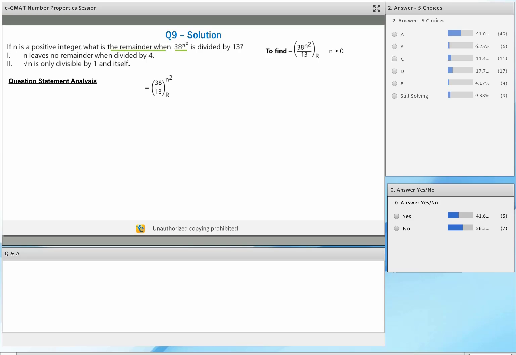38 raised to the power n squared divided by 13. What's the remainder for that? It's a little scary expression, right? But whenever you see it, I'm glad that the majority of you were not scared of this.